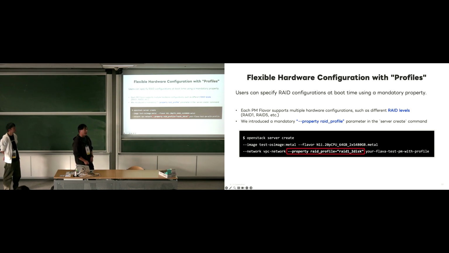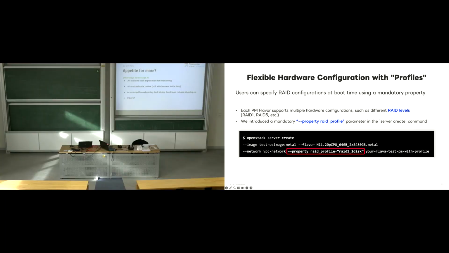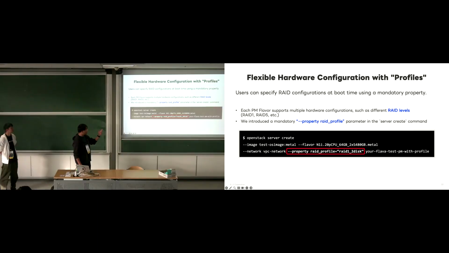We allow the user to specify the property raid_profile equal to RAID 1 with 2 disks. If the end user specifies this RAID profile during instance creation, the new Baremetal instance is going to be in the RAID 1 configuration. Depending on end user demand, if they need high performance, they can utilize RAID 1, or if they are more interested in fault tolerance for the RAID configuration or server, they can choose RAID 5 with 8 disks or something like that.